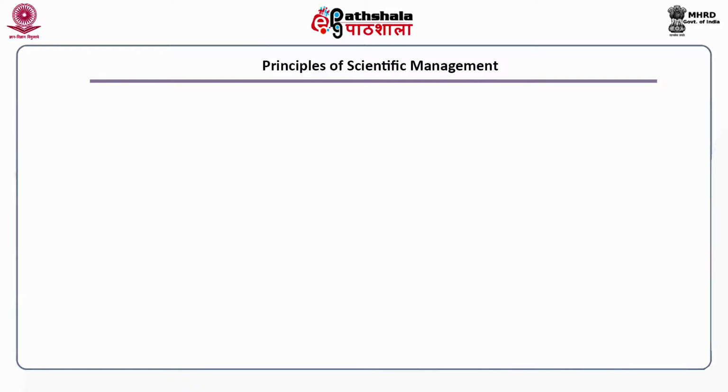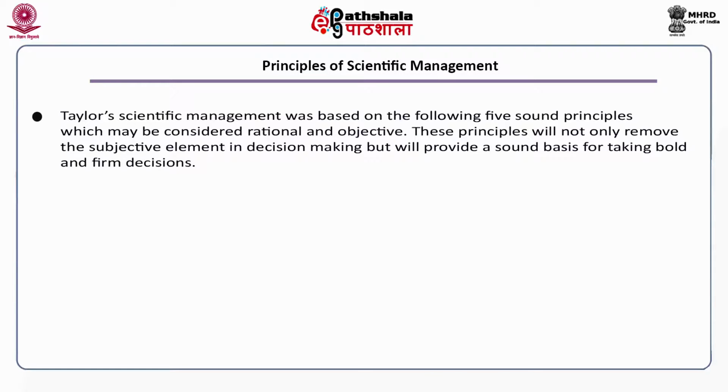Principles of scientific management. Taylor's scientific management was based on the following 5 sound principles, which may be considered rational and objective. These principles will not only remove the subjective element in decision making, but will provide a sound basis for taking bold and firm decisions.